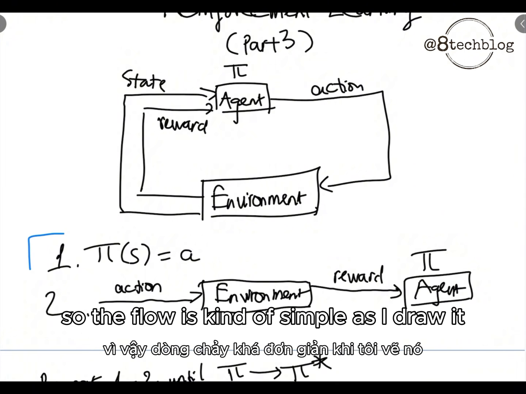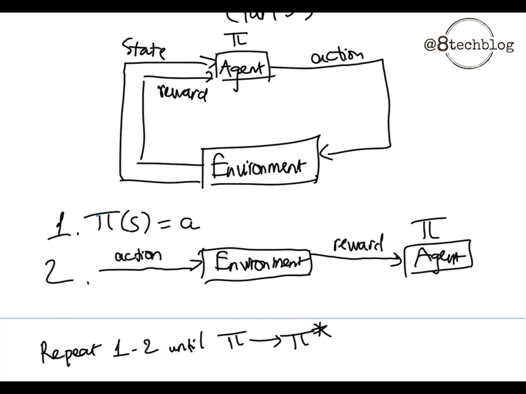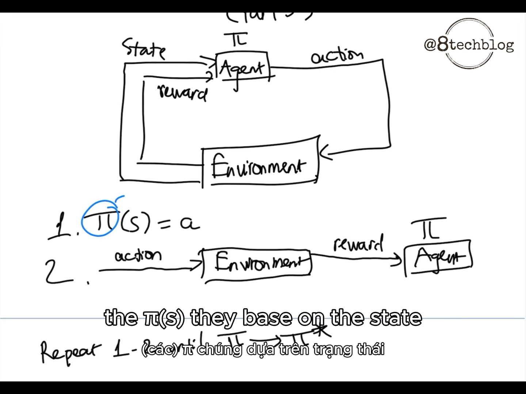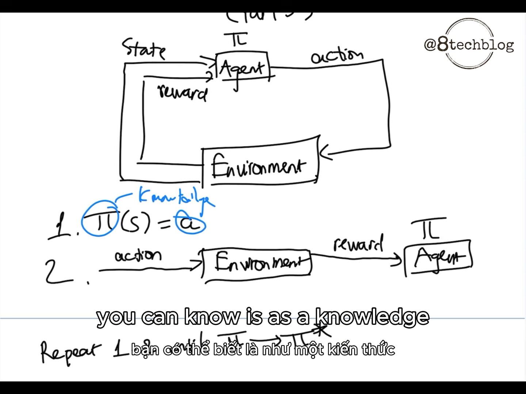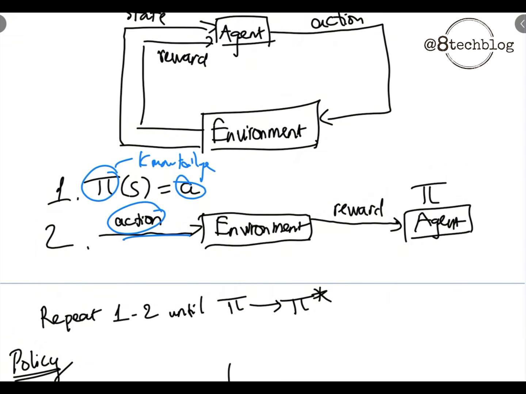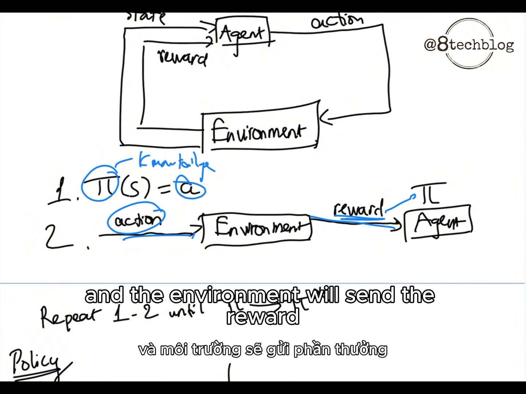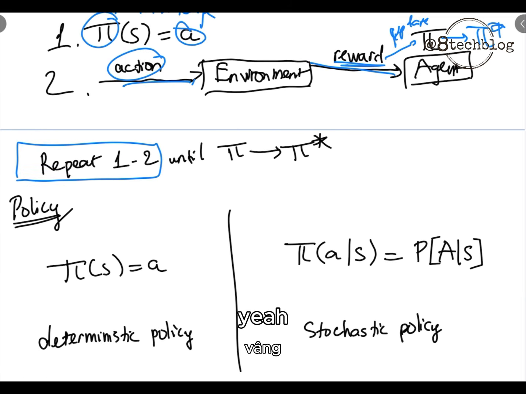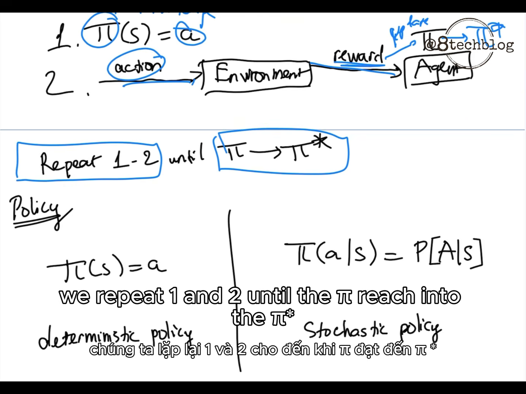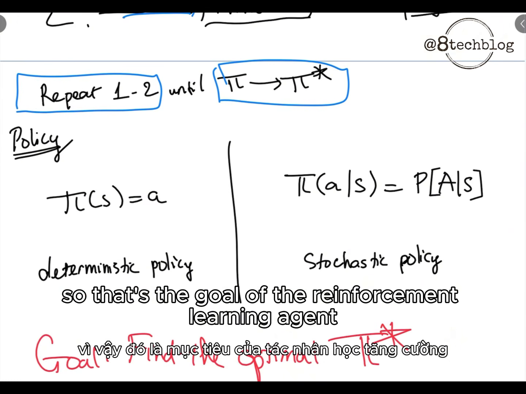Okay, so the flow is kind of simple, as I drew on this board. The first one, P of S, is based on the state and its knowledge, you can think of it as knowledge, and it gives some action A. The action will interact with the environment, and the environment will send the reward, which will be used to fix or update the P until it reaches P star. We repeat 1 and 2 until P reaches P star. Okay, so that's the goal of the reinforcement learning agent.